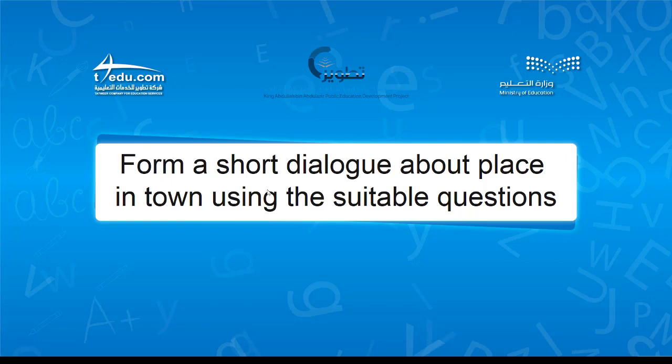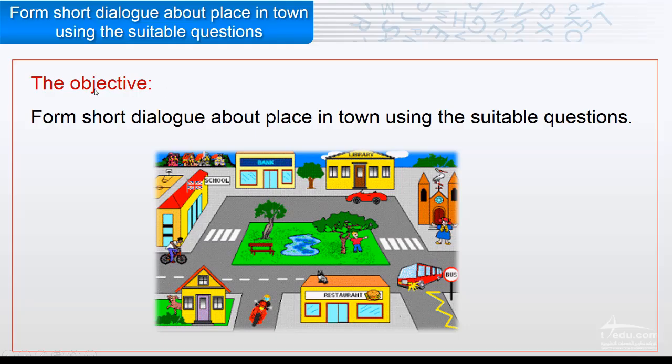Form a short dialogue about places in town using the suitable questions. The objective is to form a short dialogue about places in town using the suitable questions. The idea will be cleared because it is so easy.